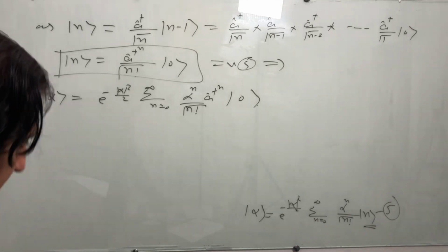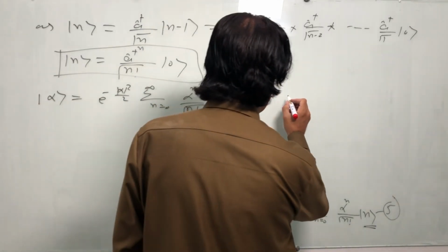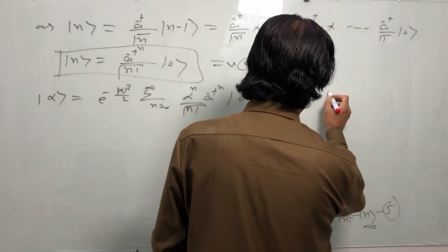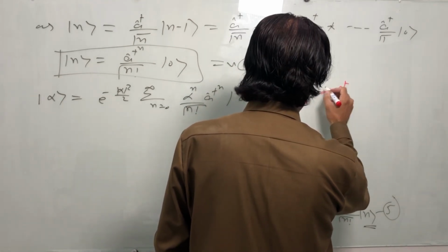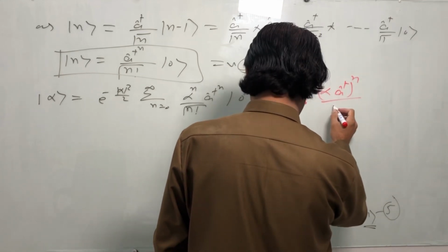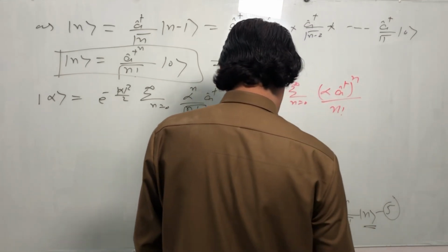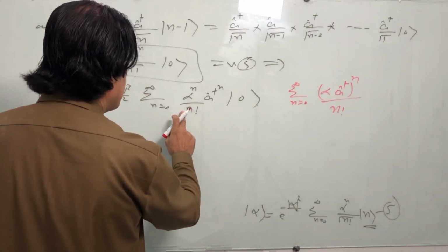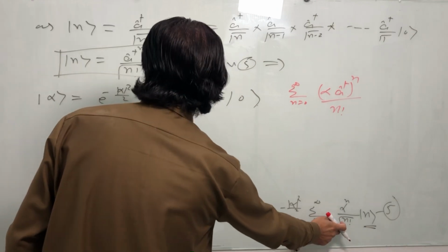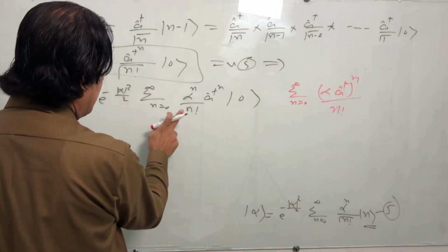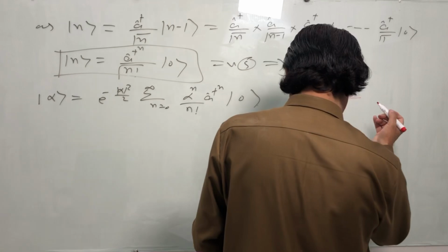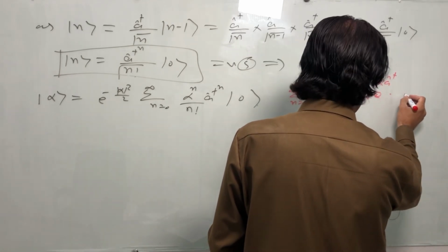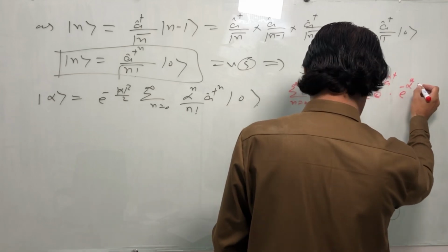It should be noted that summation of n equal to 0 to infinity, alpha and a dagger to the power n divided by n factorial, this is not n under root but n factorial. We have n factorial here and n factorial here, so we have n factorial. So this is equal to e to the power alpha a dagger and e to the power minus alpha star a.